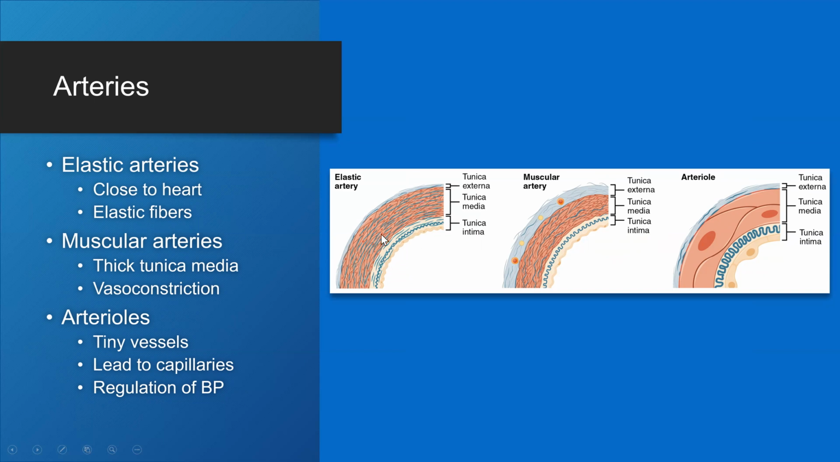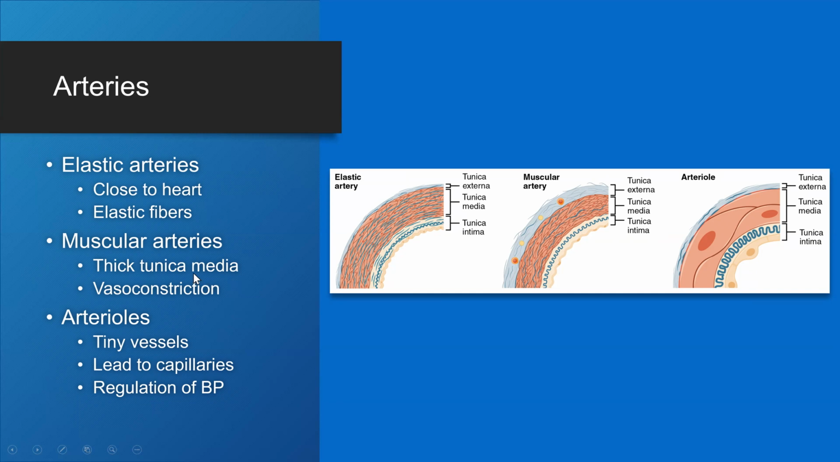Internal elastic lamina, external elastic lamina, elastic fibers inside tunica media. And those arteries are designed to withhold high pressure of blood, and they can extend and recoil back.